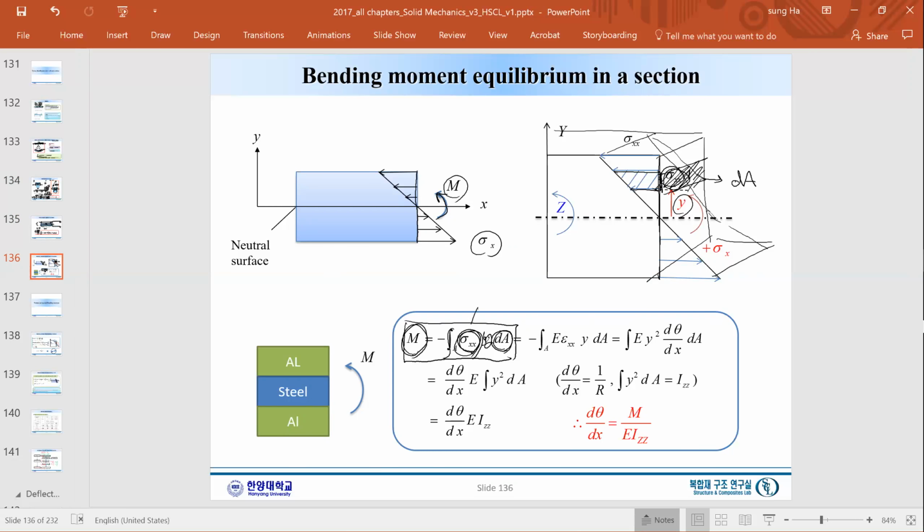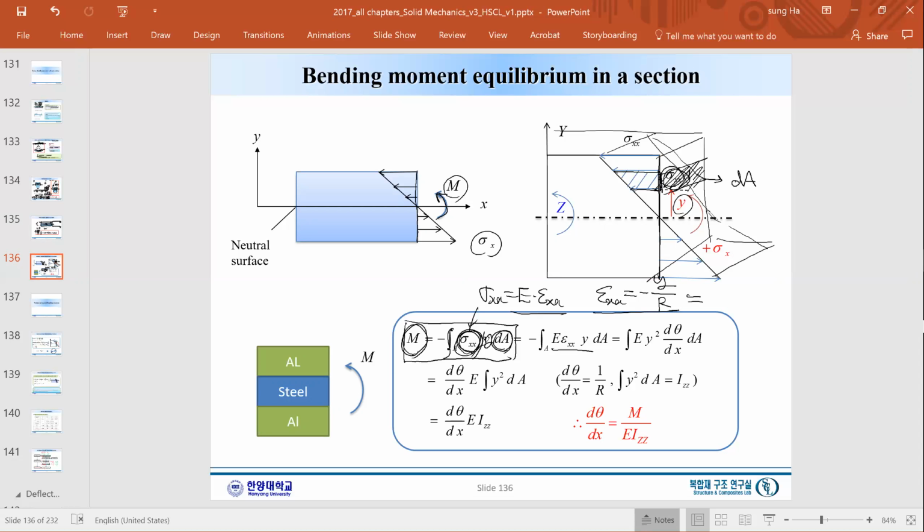And now this sigma xx is simply E times epsilon xx, and epsilon xx is simply minus y over r, and we put it here, and this is the stress here, and then we put it here.